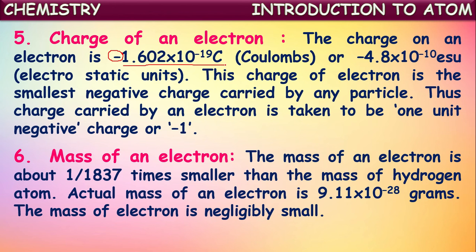So if we compare with the mass of the hydrogen atom, the mass of electron is 1 by 1837 times that of the mass of hydrogen atom. Numerically, the mass of electron is equal to 9.11 into 10 to the power of minus 28 grams, or 9.11 into 10 to the power of minus 31 kgs. This is the mass of electron. So the mass of electron is almost negligible when compared to the mass of hydrogen atom, because it is almost 1837 times smaller than hydrogen's mass. So we can say it is negligible mass.